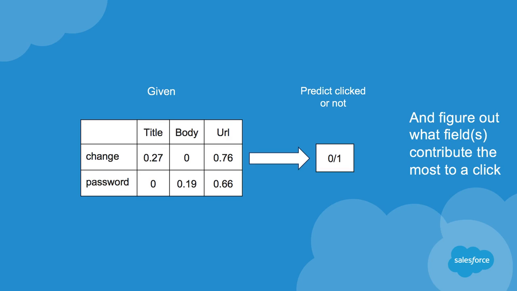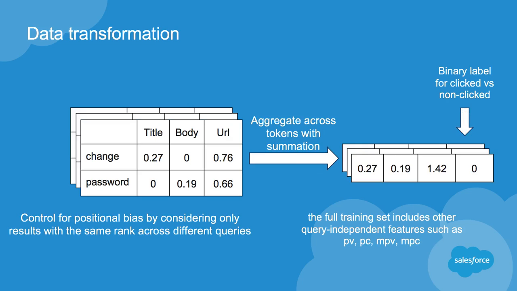Since the scores are organized in terms of different fields, an important question is to decide which field influences users to click on a document the most. As I mentioned before, the size of the table varies by the query length, and in order to train traditional machine learning models on this data, we need to find a way to standardize it. One such way is to sum the data across all tokens.